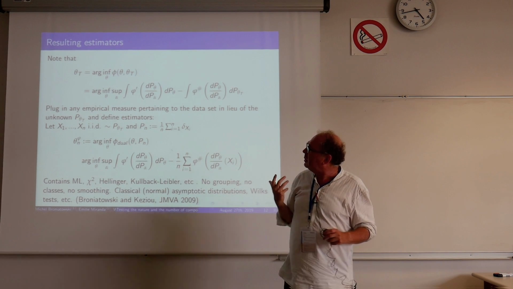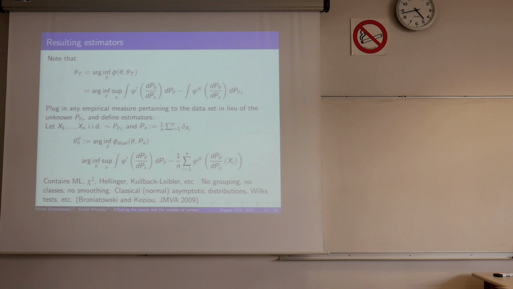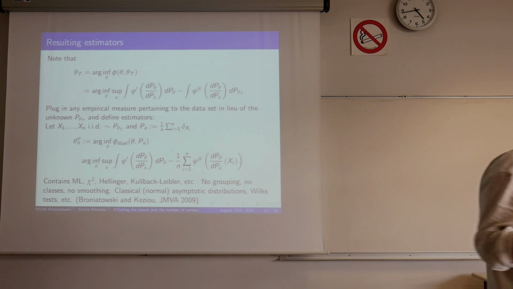Now for a statistician, theta t is unknown. This is the true value of the parameter. We do not know it. But what we have at hand is obviously the sample.